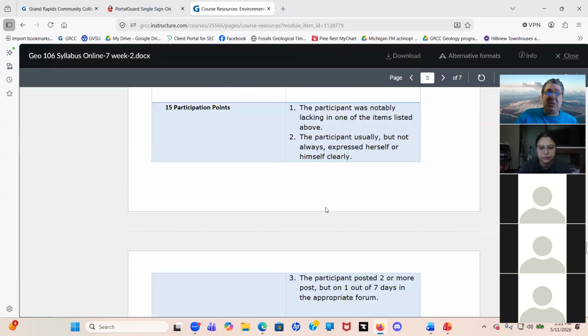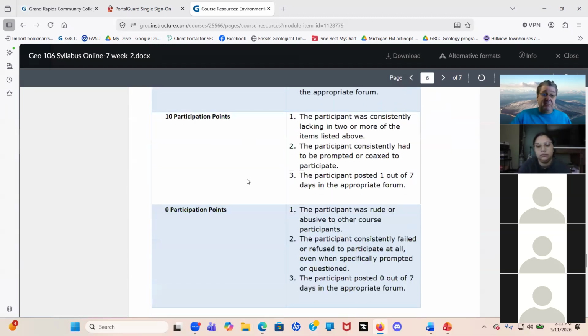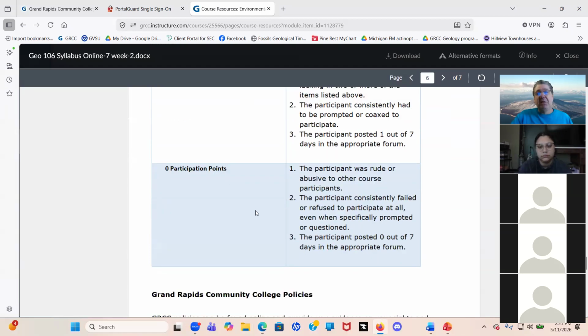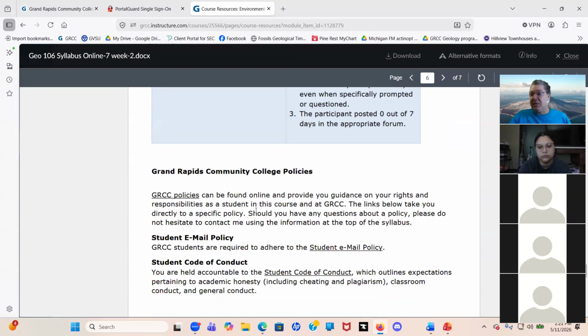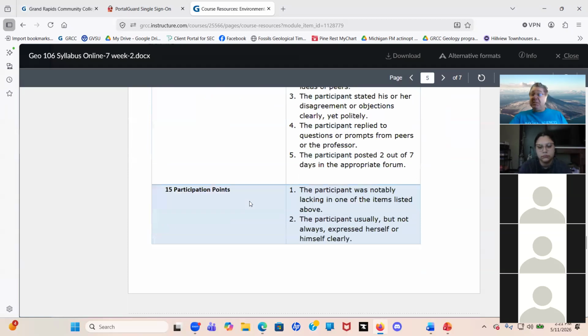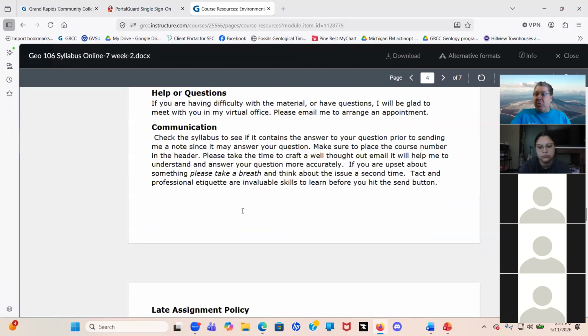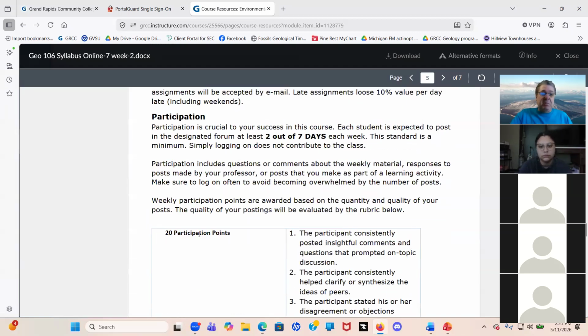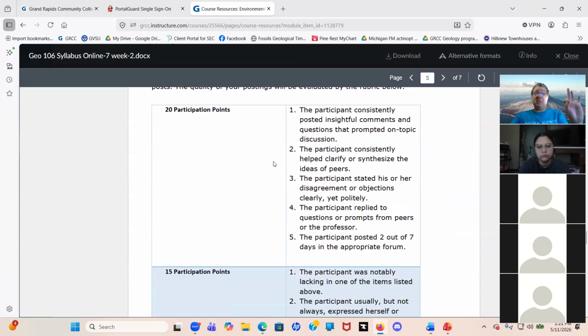If you do two posts on the same day, you get knocked down into the 15-point category. If you do just one post a week, you get down to the 10-point category. And if you don't post, of course, you're not getting any points, right? So an easy way to get points built up in this class, right? 20 points per week. This is 140 points. It's a whole exam worth of material, right? So again, just make sure you do that on two separate days each week.